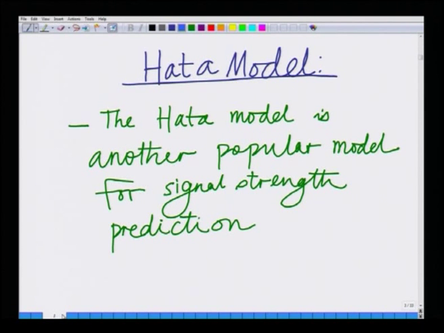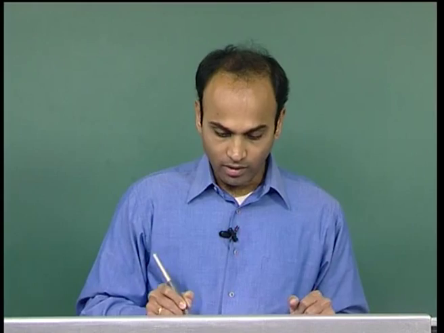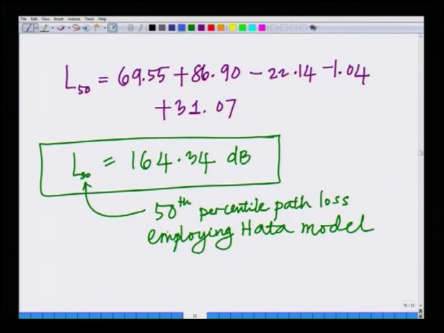Then we moved on to the Hata model, and we said the Hata model is another popular model similar to the Okumura model, except it gives an analytical formulation to the graphical Okumura model, where the Okumura model uses a lot of graphs and so on. We considered the same example using the Okumura-Hata model, and we said the path loss is 165 dB, which is essentially close to what is predicted by the Okumura model.